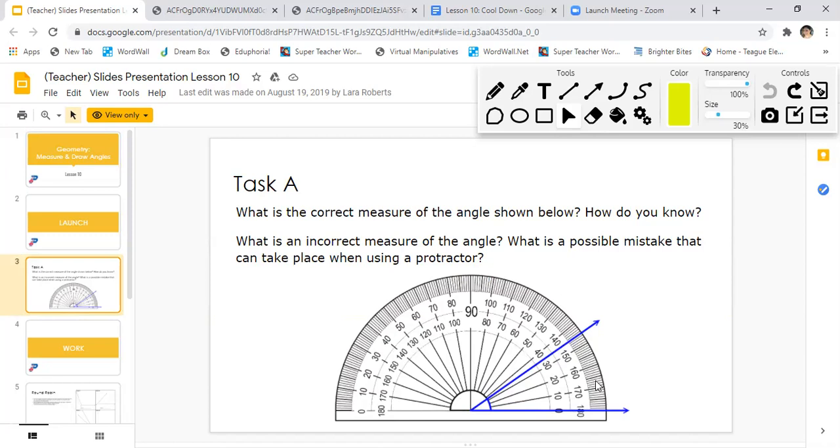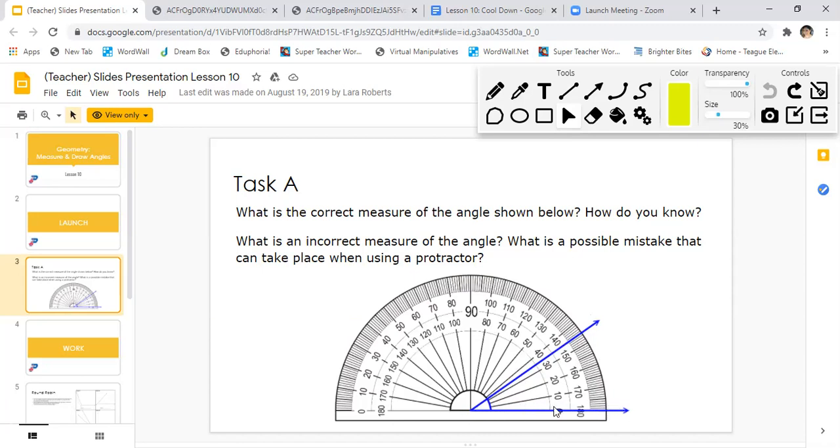So what do you think? What is the measure of this angle? So I'll give you a few seconds to think about it and write it down in your math journal. Okay, so what did you say? Did you say 35-degree angle? That's correct.